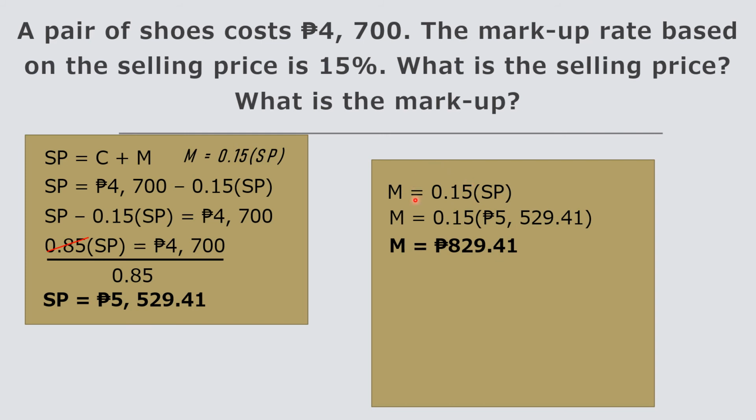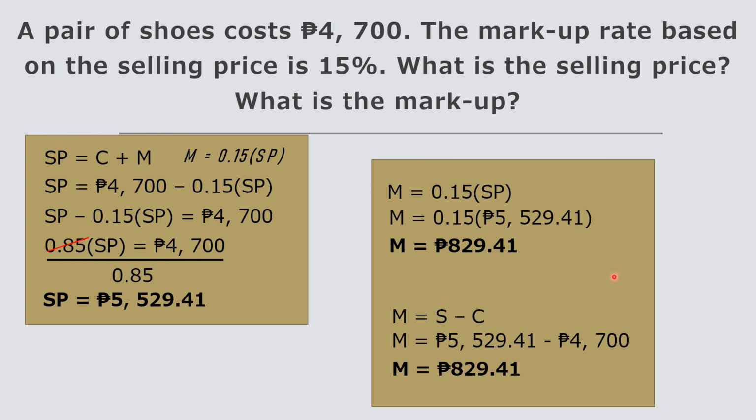Aside from this, we can also use another formula, and that is markup is equal to selling price minus the cost. Then substitute the given values. So for the selling price, we have 5,529 pesos and 41 cents minus 4,700 pesos. That is the value of the cost. By doing subtraction, we'll get the result which is equal to 829 pesos and 41 centavos. As you can see, they are just the same. Okay, so now let's proceed.